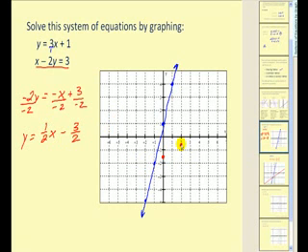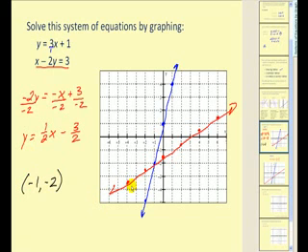And I'm going to go ahead and find a few more points. So our second line passes through these points. We can see that there is a point of intersection, therefore we do have one solution. The coordinates of that point represent our solution of -1, -2. So x is -1 and y is -2.